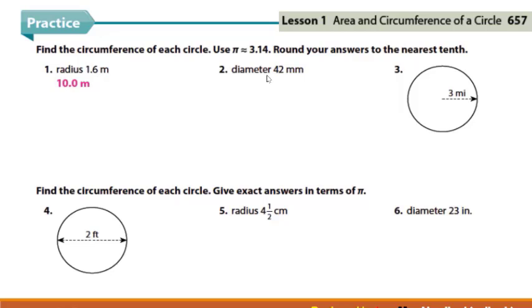Diameter, so I have to change my formula to pi d. So the circumference is pi d. So pi is 3.14, times 42. This gives you this. Remember, we always here in this lesson round to the nearest tenth.